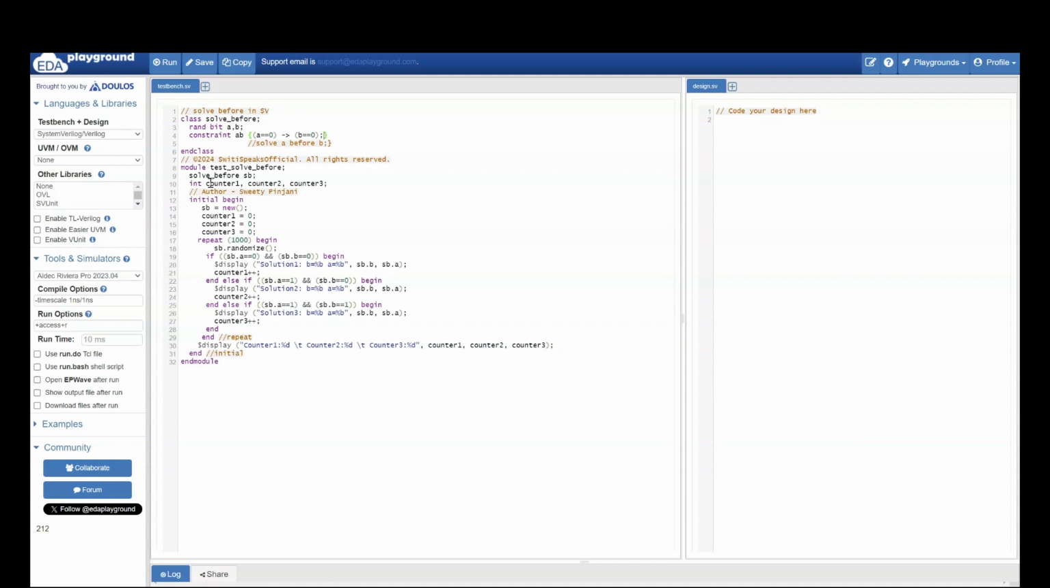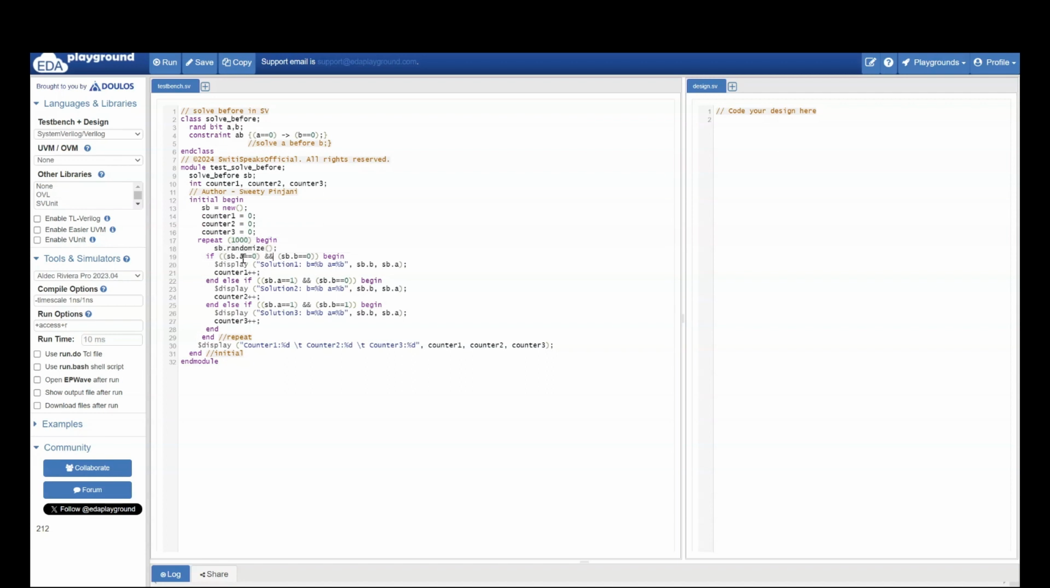I have three counters for three different solutions. I want to see how many times a particular solution has occurred, so that I can see whether the probabilities which we calculated are going to be followed or not. That's why I have three different counters. I am creating an object of this class, and I'm calling the constructor here. Then I'm initializing all counters first to 0. I'm randomizing this class 1000 times.